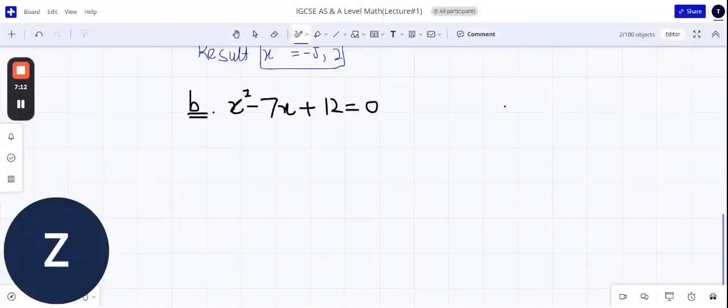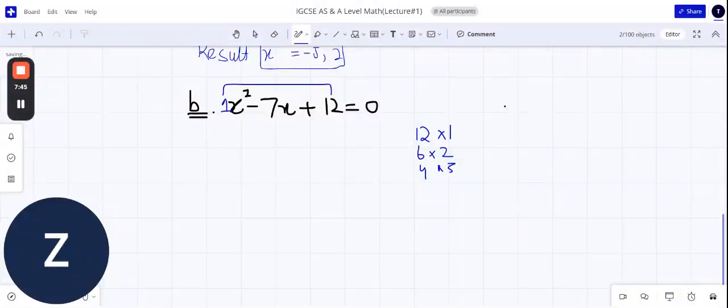So our part B is x squared minus 7x plus 12. Again, we will apply the same rules. First, multiply the constant with the coefficient of x squared, which is 1. So it would be 12. Then find the factors of the 12. We have 12 times 1, 6 times 2, 4 times 3.